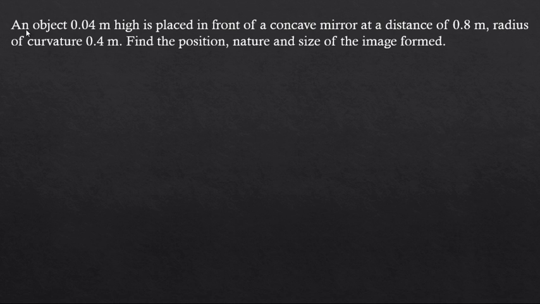Let us look at this problem. An object 0.4 meter high is placed in front of a concave mirror at a distance of 0.8 meter. Radius of curvature is given as 0.4 meter. Find the position, nature, size of the image formed.